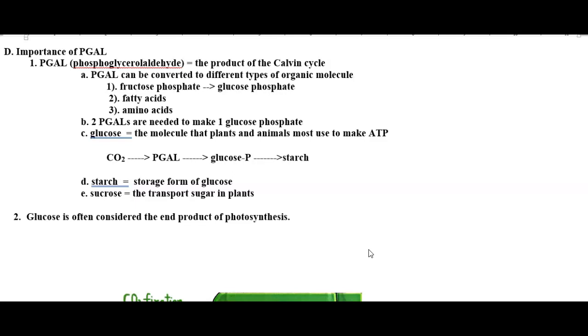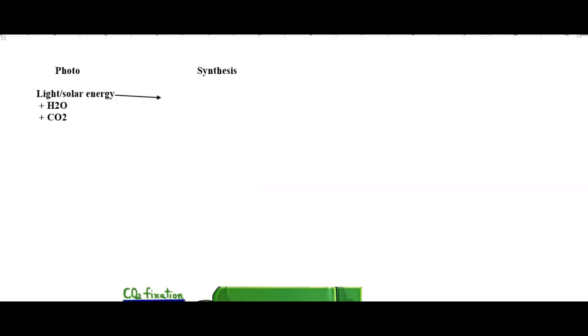So we finished photosynthesis with the C3 cycle. We have converted solar energy into chemical energy, or chemical bond energy. And we've done that through oxidation and reduction. So water was oxidized, carbon dioxide was reduced. So in summary of photosynthesis, we have photo, which is the light.